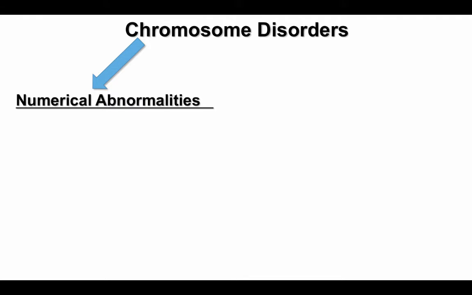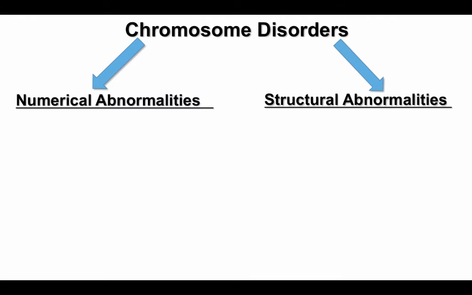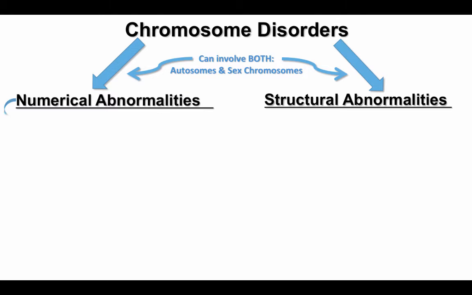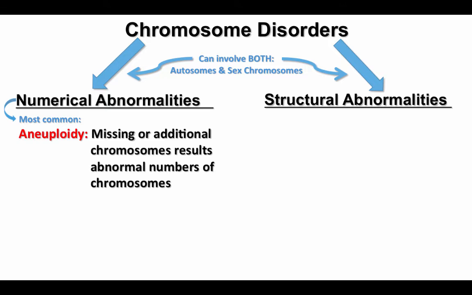So, chromosomal disorders can involve abnormal numbers and/or structures of both autosomes and sex chromosomes. The most common numerical abnormality is called aneuploidy. Aneuploidy is simply the state by which there are missing or additional chromosomes for a particular type of chromosome.